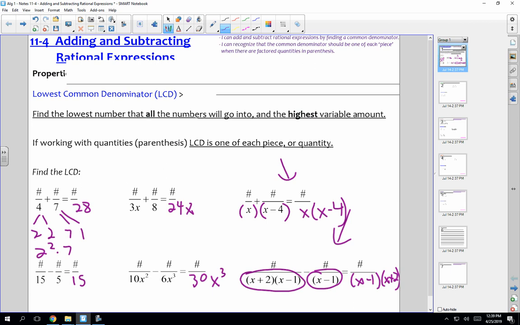Go into it, and so that takes care of that x minus 1 factor. But we also have an x plus 2 factor represented as well. So that's the LCD. We're going to be using that to get a common denominator before we add and subtract. We're going to start simple though.